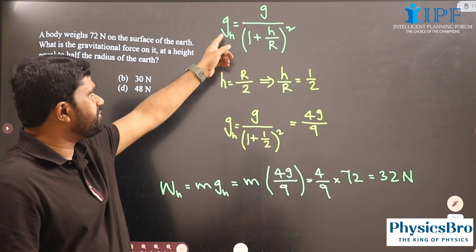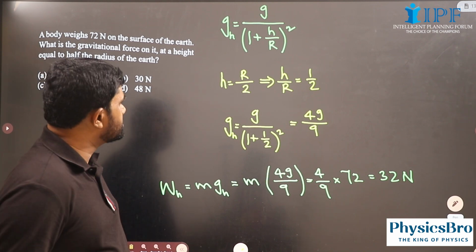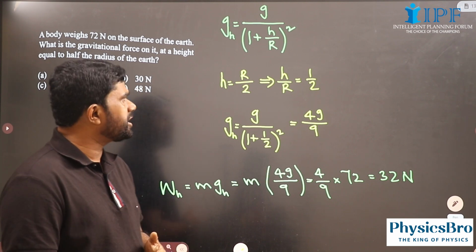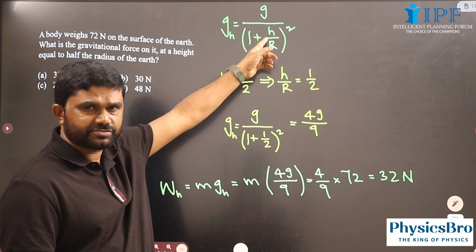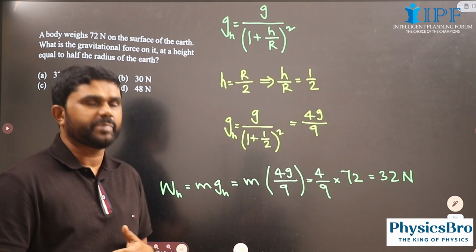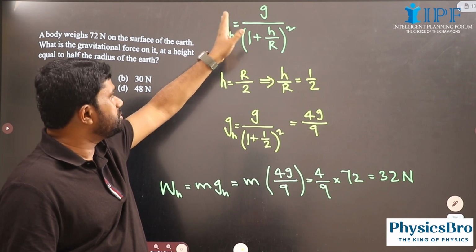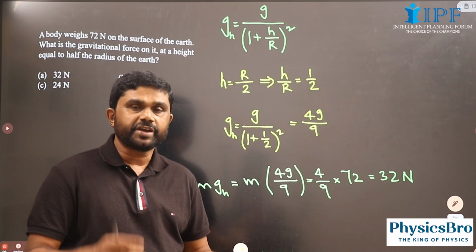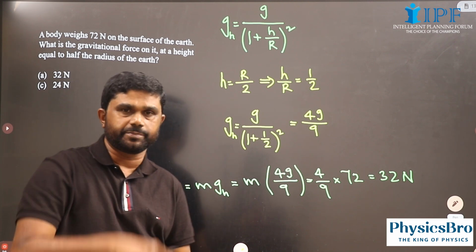So g with the suffix h is g divided by 1 plus h by r whole square, and see, h is given as r by 2. So h by r will be 1 by 2. So 1 plus 1 by 2 will be 3 by 2, whole square will be 9 by 4. So g divided by 9 by 4, so g with the suffix h will be 4g by 9. So we have to find the weight where the acceleration due to gravity is 4g by 9.